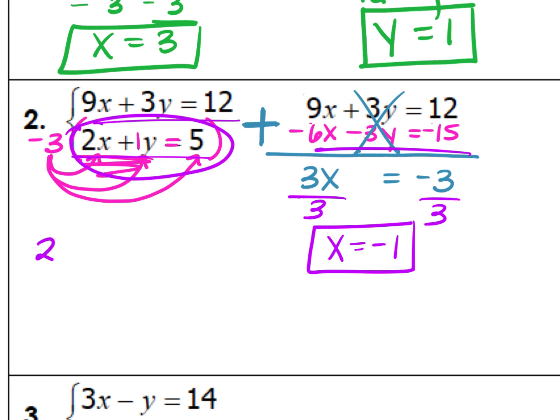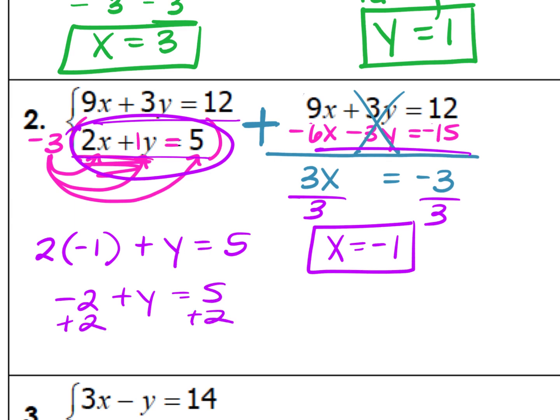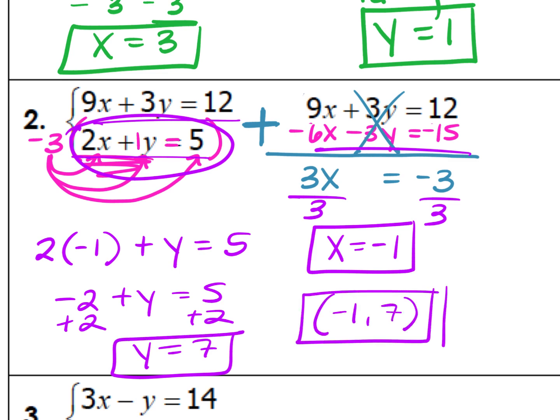So it'll be 2 times -1 plus y equals 5. So that's -2 plus y equals 5. And then we're going to add 2. So y equals 7. So you get -1, 7 as your answer. Okay. Any questions on that?